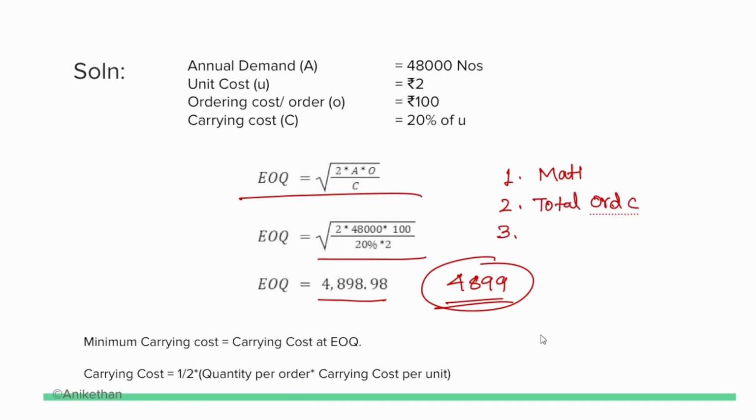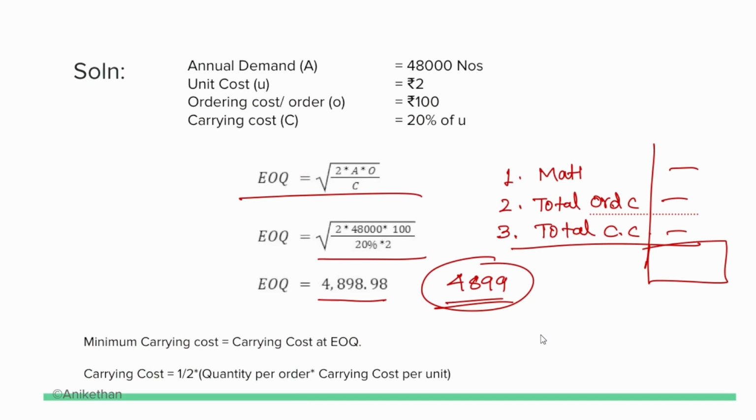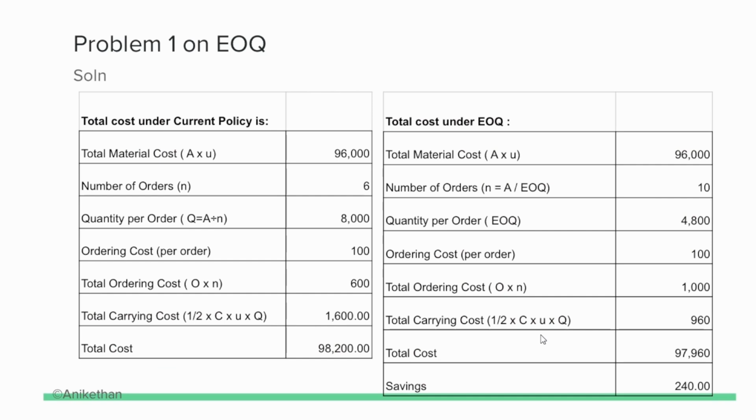Next, you have to calculate total carrying cost. And if you add all of this, you will get the total cost under existing inventory policy. Let us see the table. So total material cost is nothing but annual demand into unit cost. What is annual demand? 48,000 multiplied by unit cost, which is 2. So you will get 96,000.